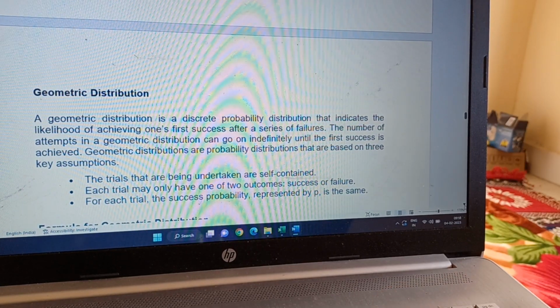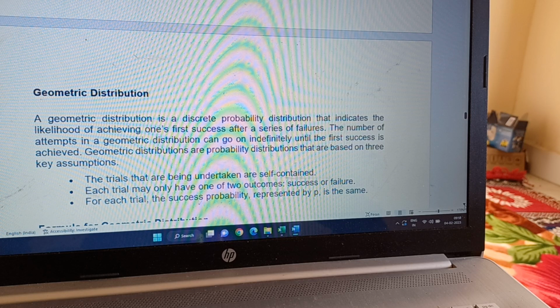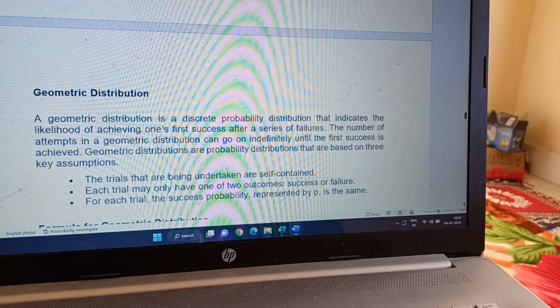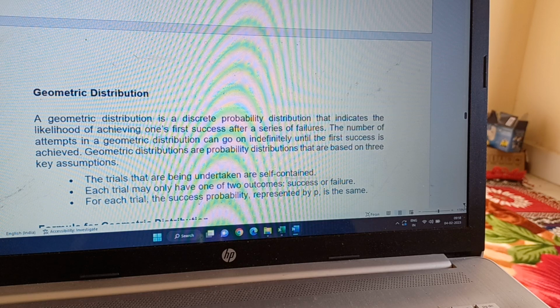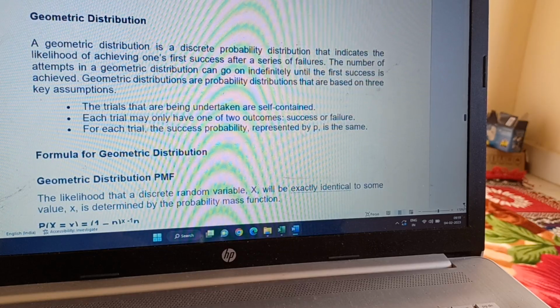Now, these are the two questions. I hope you learned binomial distribution and negative binomial distribution, and I wrote them together so that you understand the difference. Okay. Next question is geometric distribution.